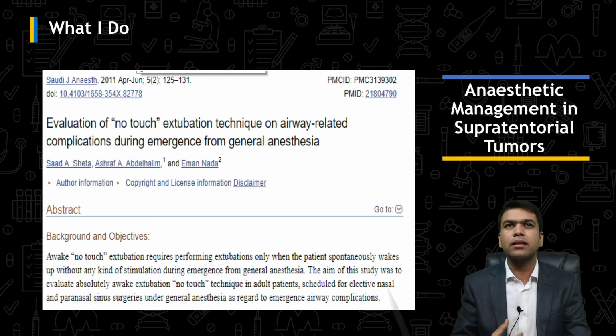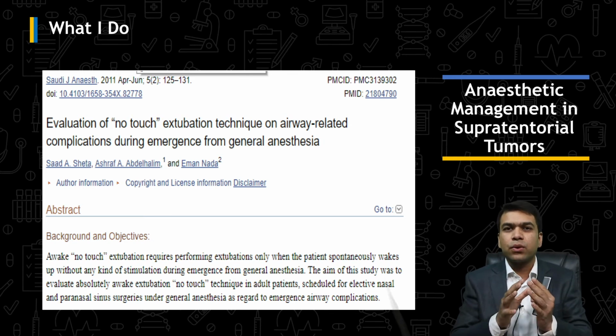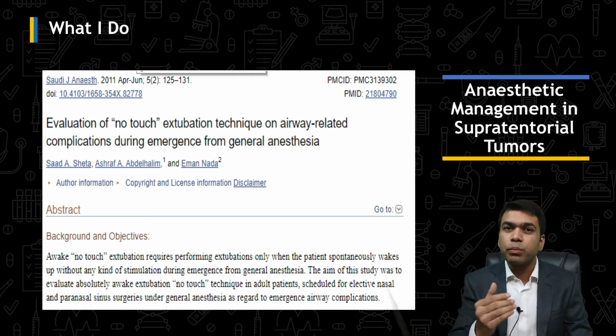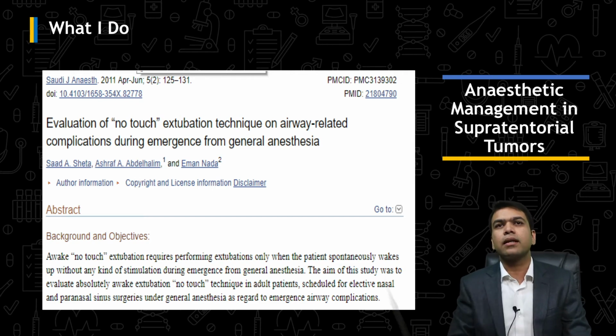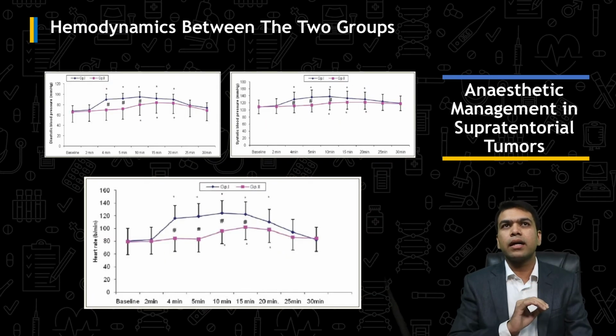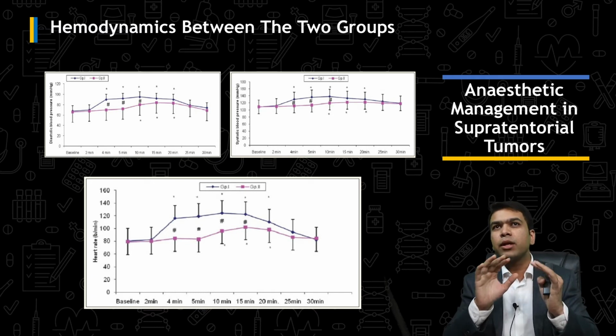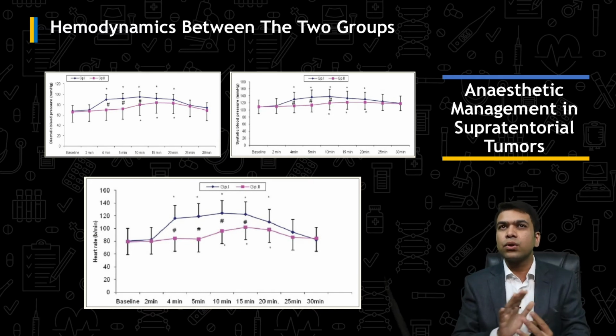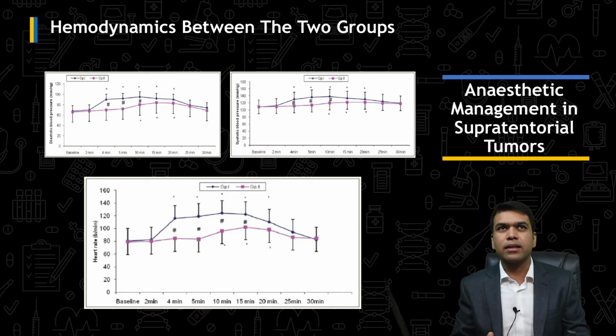So what I do is, once the case is over, I do suctioning in deep, keep the patient, I won't touch him till the patient opens his eyes. Maybe I'll waste another 5 to 10 minutes, that's all. So after 5 to 10 minutes, once the patient opens his eyes spontaneously, then I would extubate him. In this way, I have actually seen the hemodynamics are under control. There is no way that inadequate reversal can happen, and the complication rate is very less in this technique.